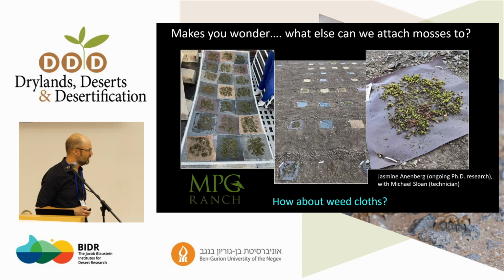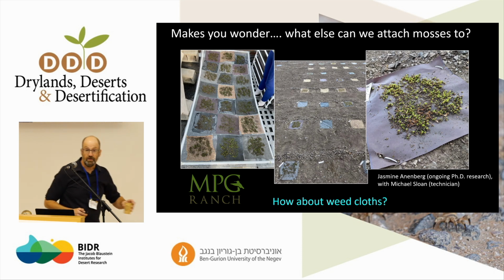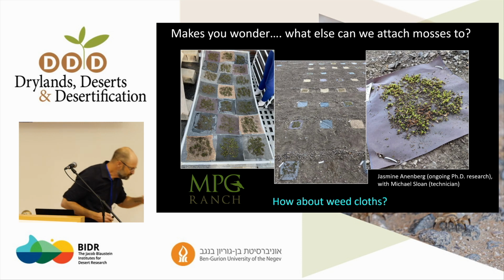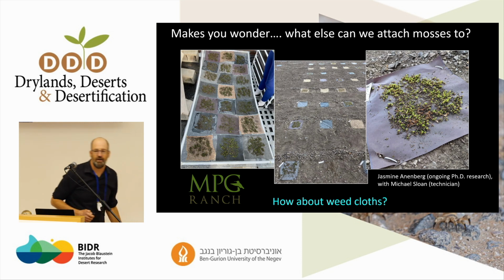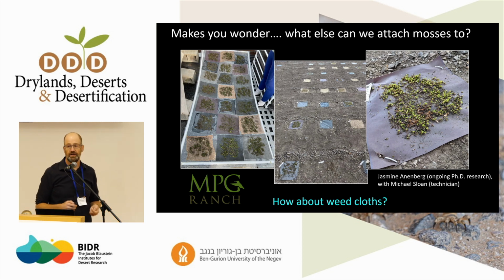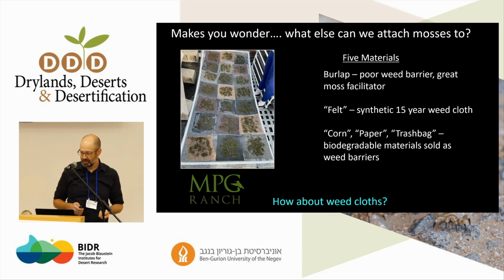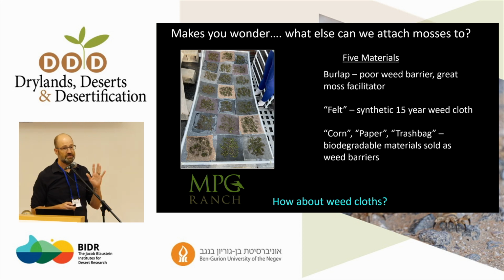So this makes us wonder, what else can we attach moss to in a fog chamber? So we've been thinking a lot about weed cloths, because exotic invasive weeds are a big problem at one of our major study sites. You have to fight the weeds if you're going to do restoration. So we've been investigating putting moss onto these, and we're looking at 5 different materials.